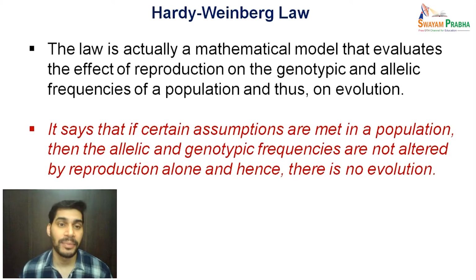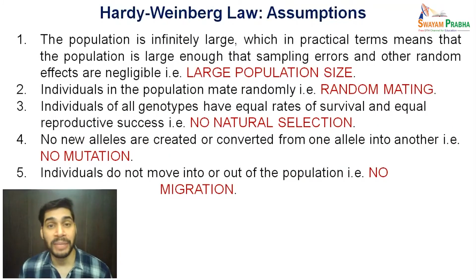It says that if certain assumptions are met in a population, then the allelic and genotypic frequencies are not altered by reproduction alone, and hence there is no evolution taking place. Now, what do we mean by these assumptions? The first assumption is that the population is infinitely large, which in practical terms means that the population is large enough that sampling errors and other random effects are negligible.